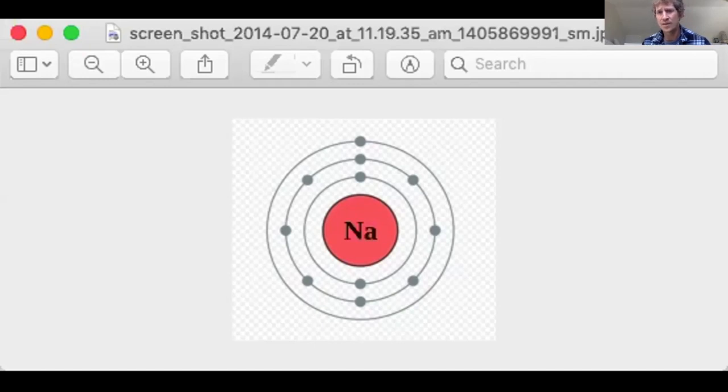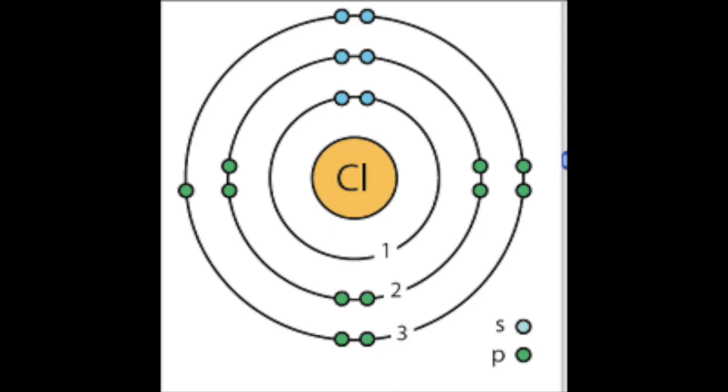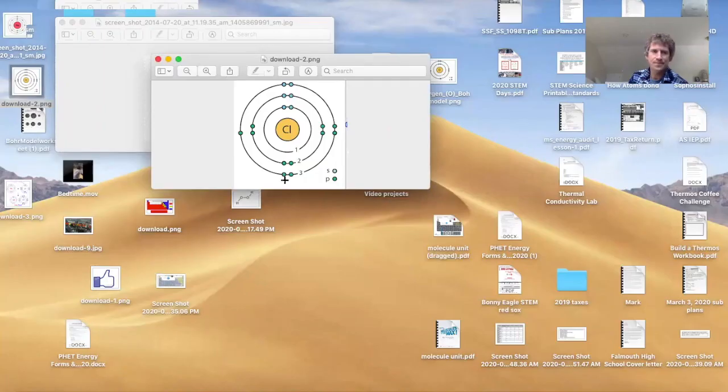This is another bond I'm using as an example. It's going to donate to chlorine, which also has 3 energy levels, but has 7 electrons in that outer energy level, so it easily borrows an electron from sodium. And that's how you get sodium chloride, or table salt.